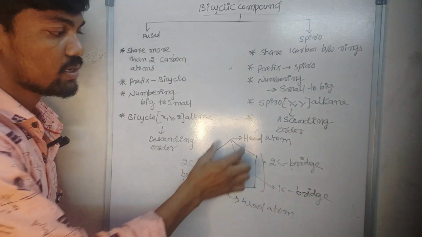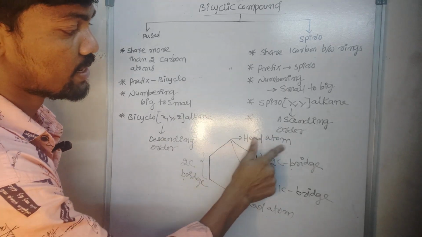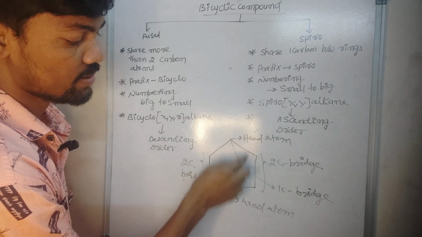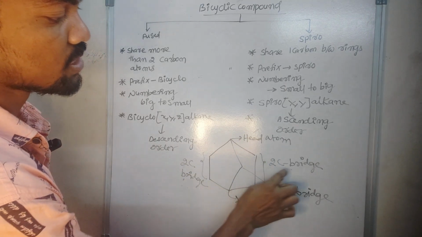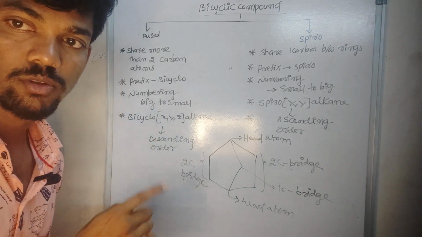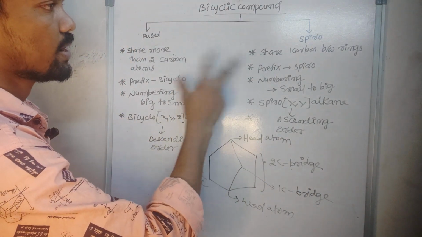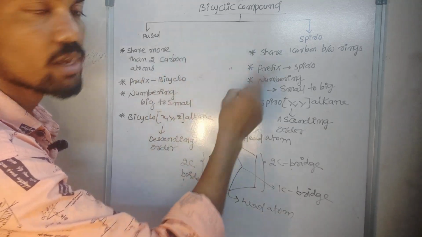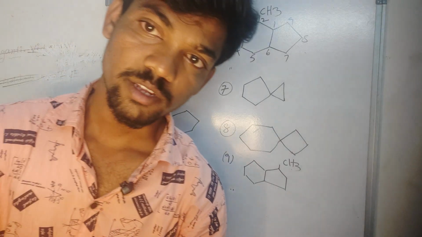Okay, next one. Suppose this is a compound. This is a head atom, this is a head atom, and this is also a head atom. Here 1 carbon is a bridge. These 2 carbons are a bridge. These 2 carbons are a bridge. Now we are going to name these compounds, bicyclo and spiro compounds. I will show you now. Get it? Here examples are there.